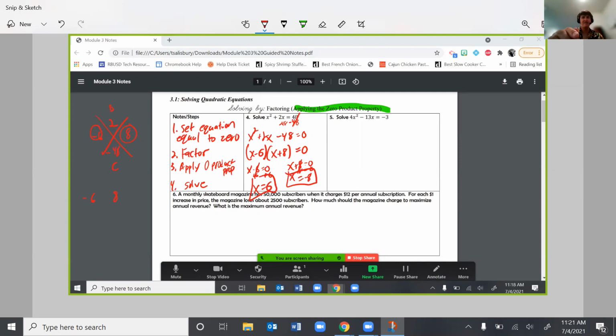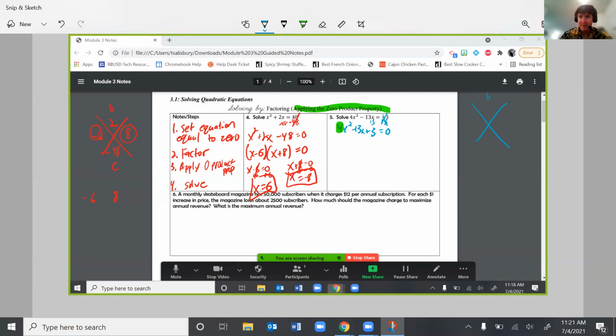Let's try number 5, because number 5 is just a little bit different. We have to start by setting this equal to 0, so add 3 on both sides. So 4x squared minus 13x plus 3 is equal to 0. Now we're going to apply our methods of factoring. This is a little different because the a term here is not equal to 1. It's got a number there. So the magic x looks a little different.